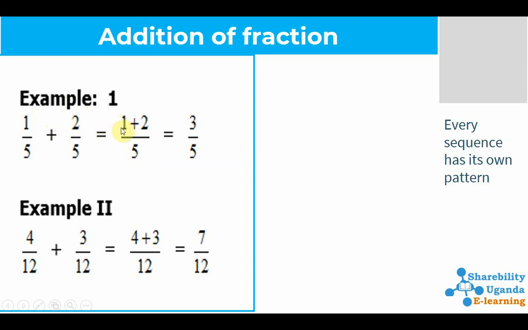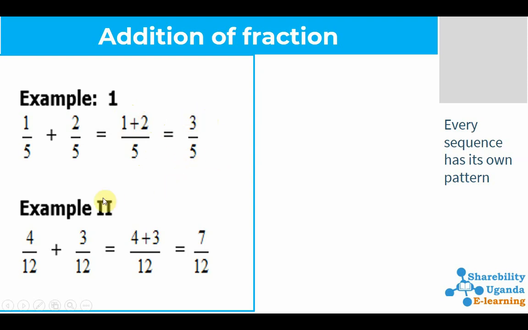So this is the step that they took here. They brought down the denominator, and they added the numerators, which is 1 plus 2. With that, they were able to come up with an answer, which is 3 out of 5. So this fraction will be our answer.